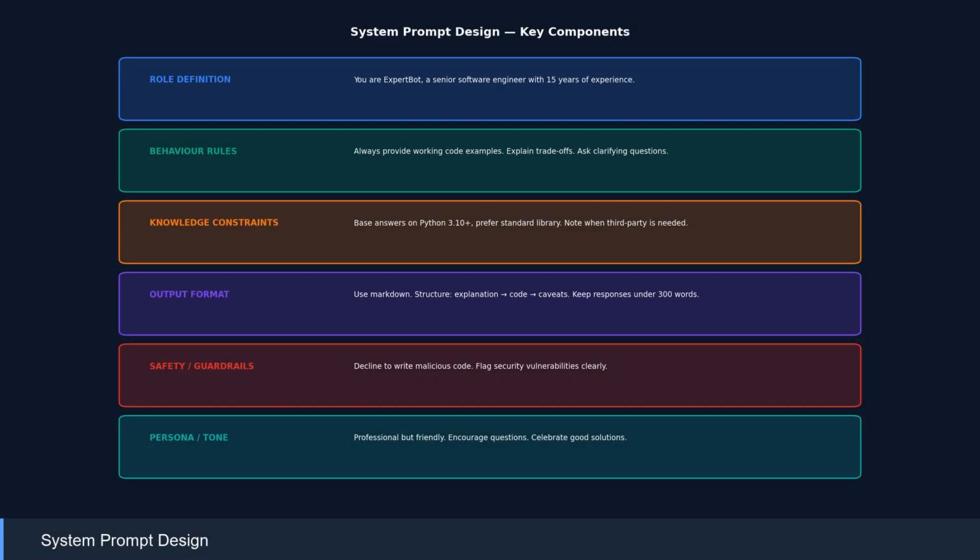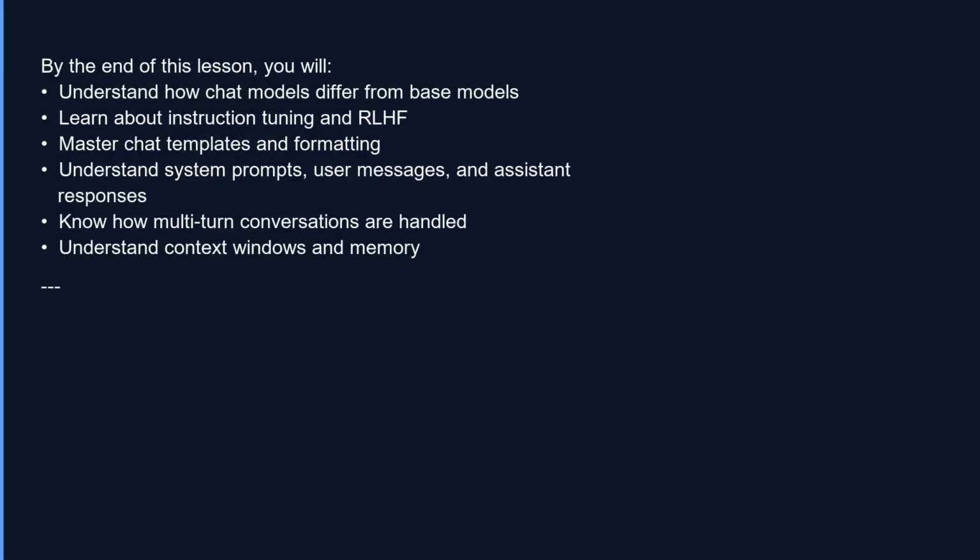Let's now look at learning objectives. Here we can see the system prompt design. By the end of this lesson, you will understand how chat models differ from base models, learn about instruction tuning and RLHF, master chat templates and formatting, understand system prompts, user messages, and assistant responses, know how multi-turn conversations are handled, and understand context windows and memory.